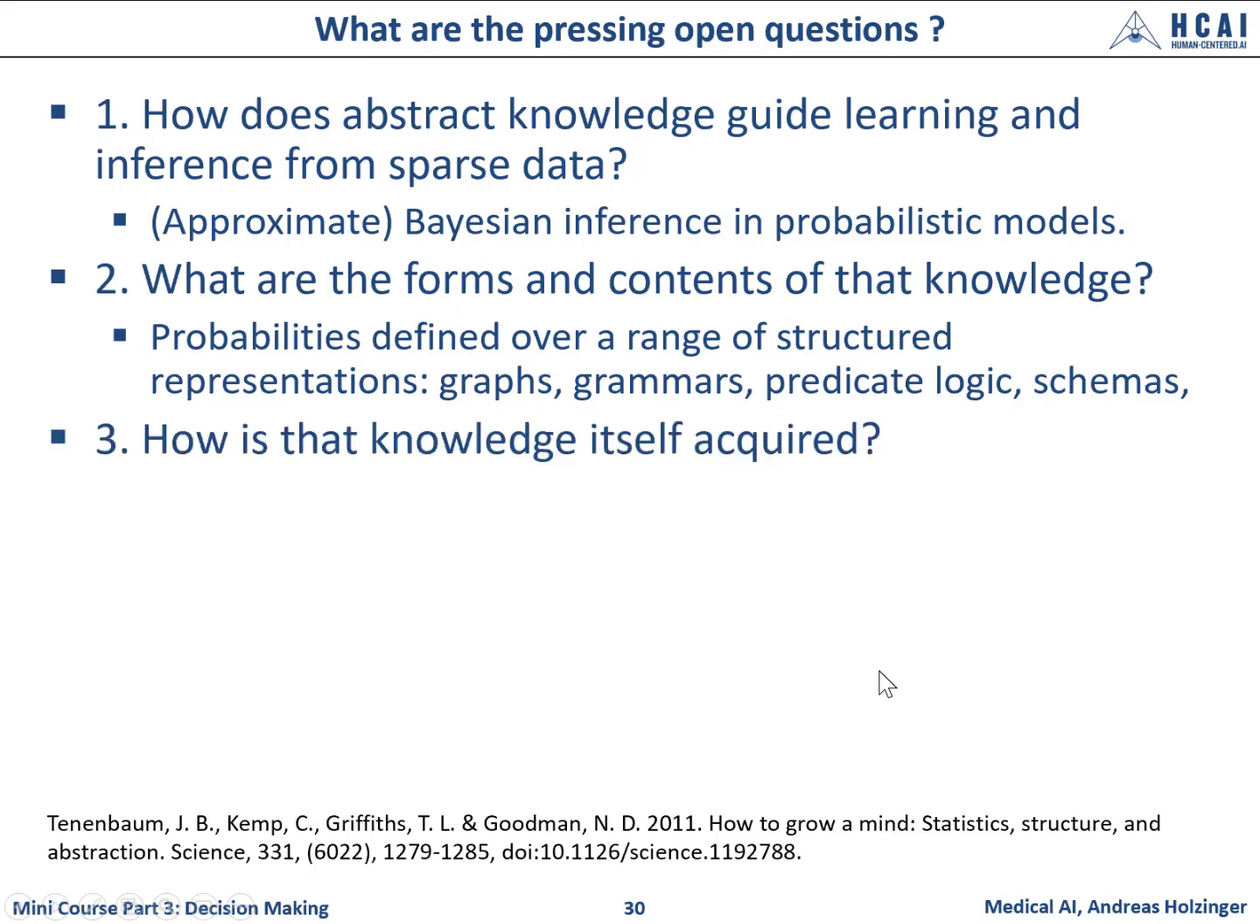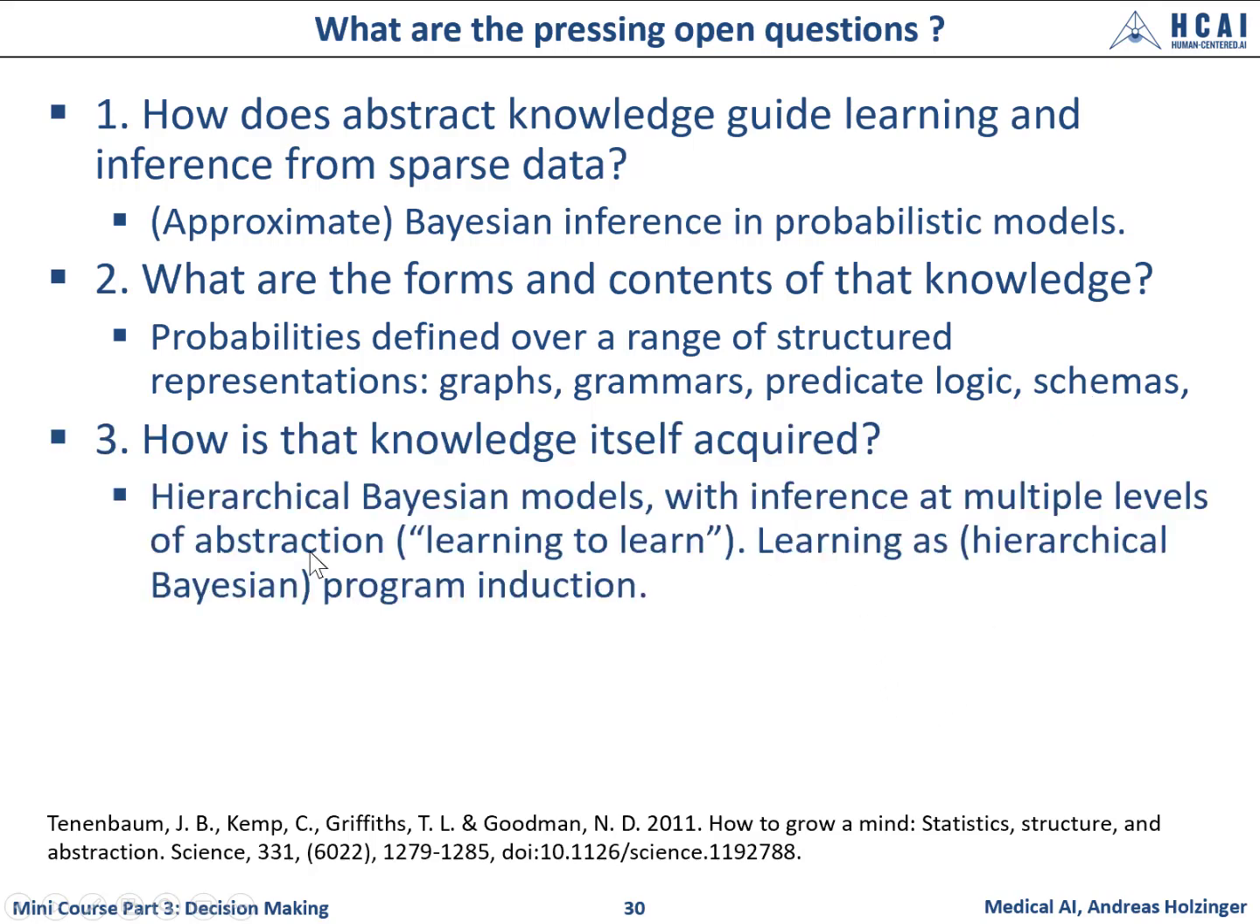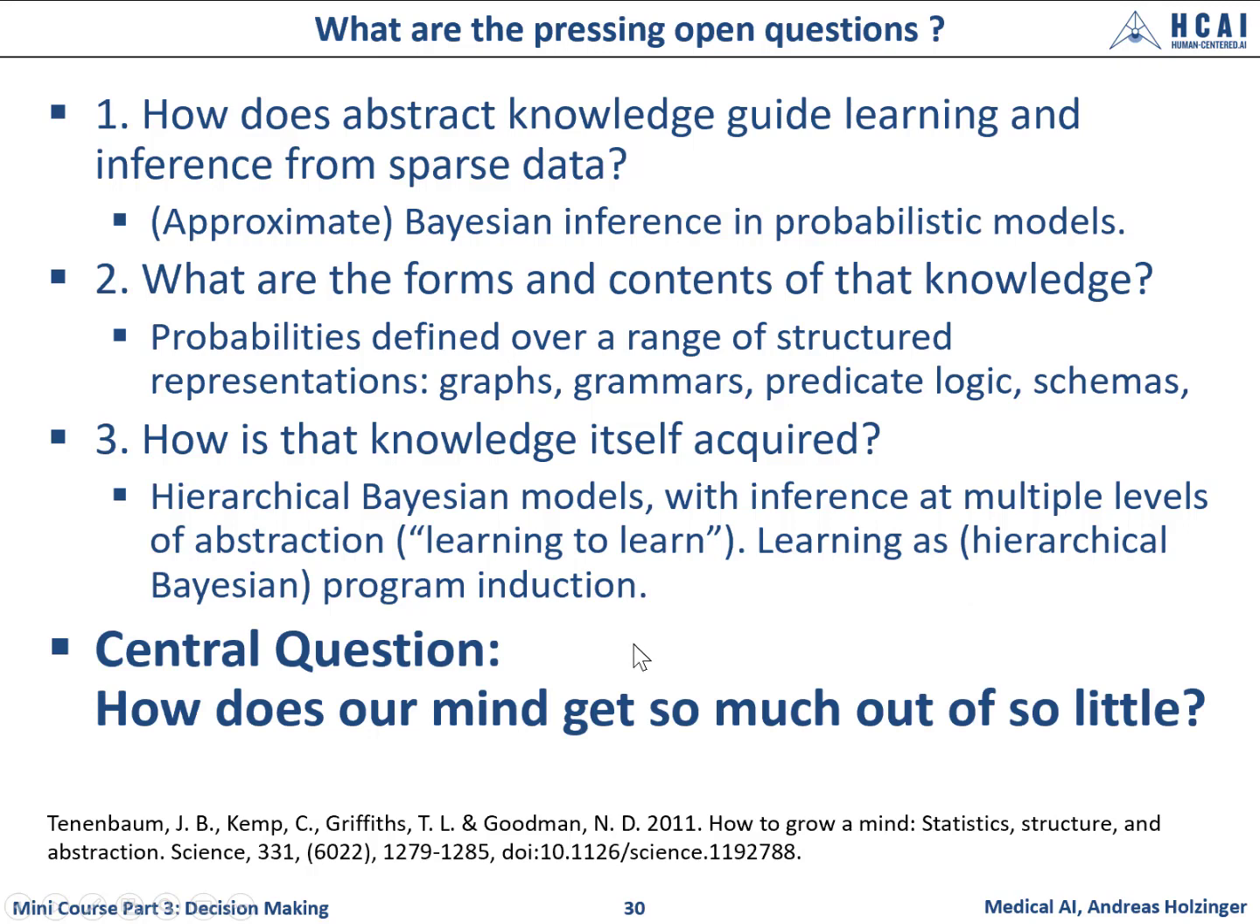And how is that knowledge itself acquired? By hierarchical Bayesian models with inference at multiple levels of abstraction. This is the so-called learning to learn. And this can be reduced to learning as a hierarchical Bayesian program induction. The central question remains open. How does our mind get so much out of so little?